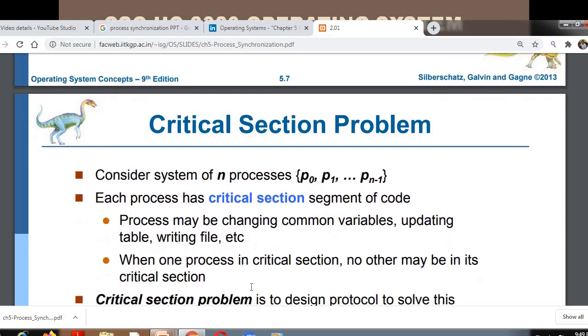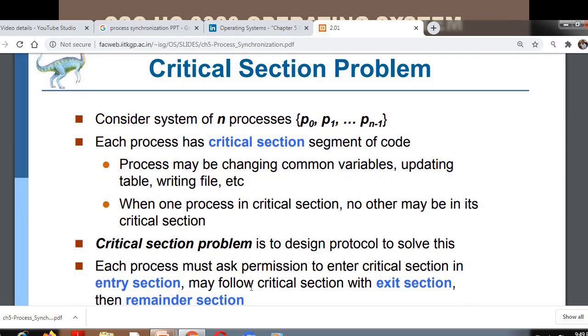Now come to another important topic, the critical section problem. Suppose we consider a system with n processes: P0, P1, up to Pn minus 1. Each process has a critical section segment of code. The process may be changing common variables, updating tables, writing files. When one process is in its critical section, no other process may be in its critical section.